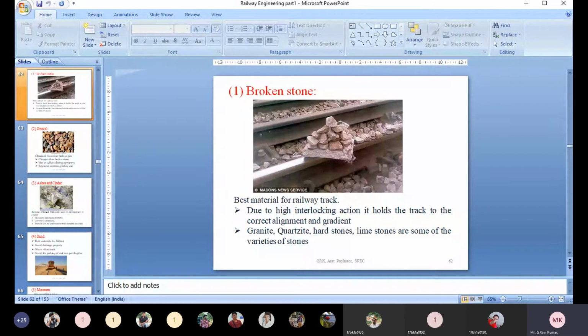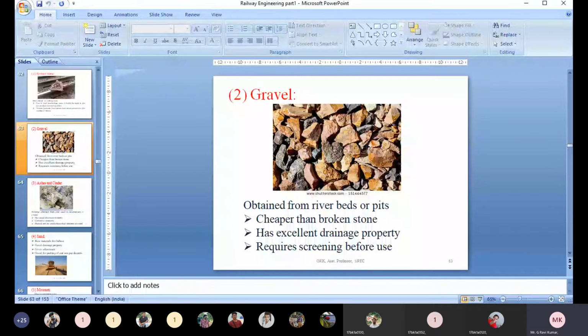And one more thing is that granite, quartzite, hard stones and limestones are the best examples of broken stones which are to be used as ballast. Next one is the gravel. Gravel, we know what gravel is. It is a type of soil.